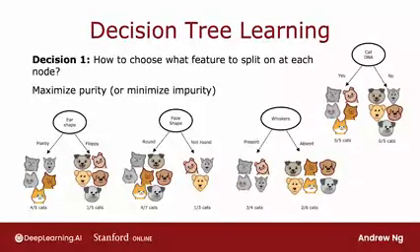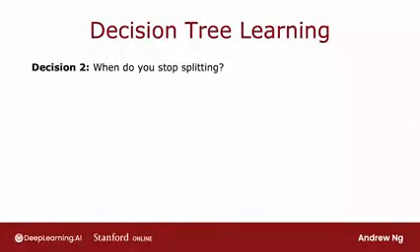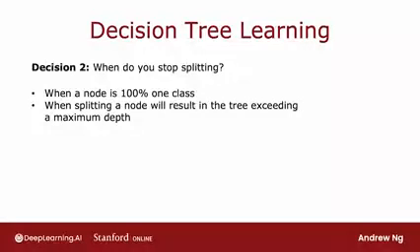So the first decision we have to make when learning a decision tree is how to choose which feature to split on at each node. The second key decision you need to make when building a decision tree is to decide when to stop splitting. The criteria that we used just now was until a node is either 100% all cats or 100% all dogs or not cats. Because at that point, it seems natural to build a leaf node that just makes a classification prediction.